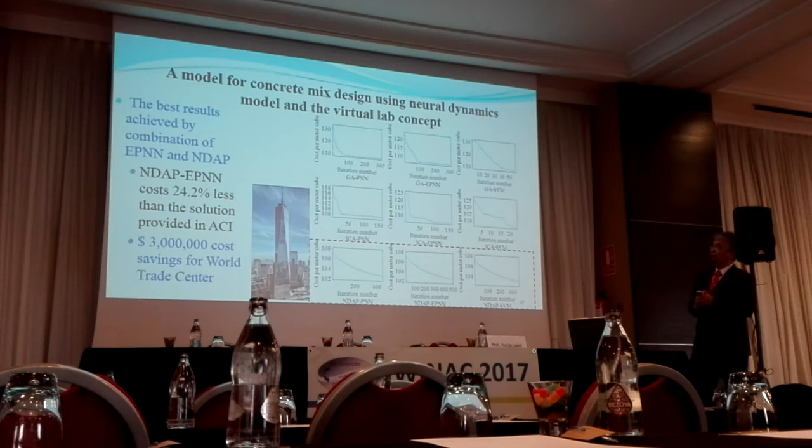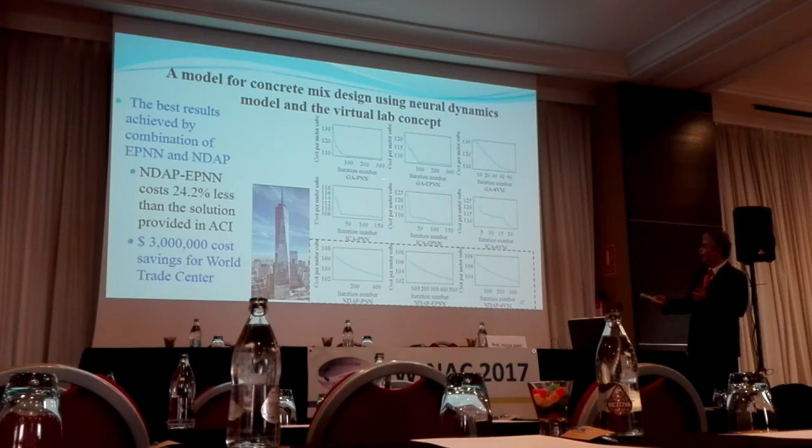And so, to give you a sense of the importance of this problem, the best results were obtained by a combination of EPNN and the neural dynamic optimization model of Adeli and Park. And here, our mixed design costs about 24% less than the solution provided in the code. This is a low-tech solution, and this is a high-tech solution. And as an example, for the amount of concrete used in this structure, there would be a $3 million cost saving.